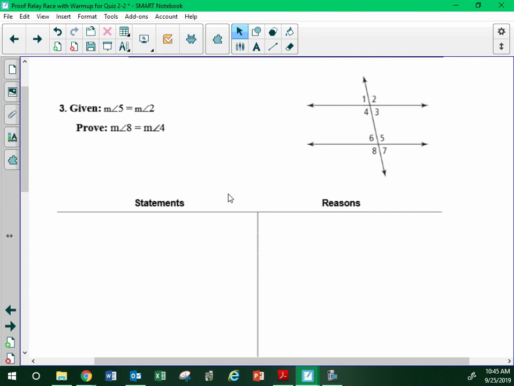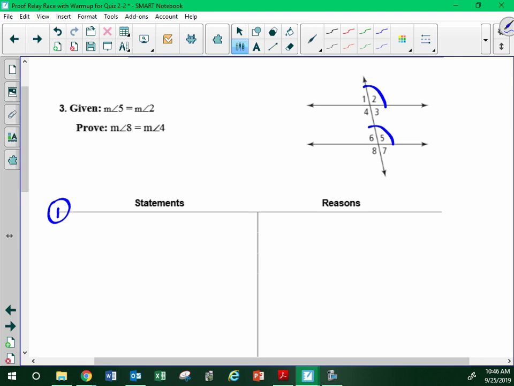So let's take a look at this. It might be a little longer than you think, simply because what does the vertical angle theorem tell us? Vertical angles are congruent. Good. Do we have congruent though? No, we've got measures equal. So that means we're going to have to do some translating back and forth. That might lengthen it a little bit. Okay, so they gave us measure of angle 5 equals the measure of angle 2. So that would be our given. I'm not going to write it out, I'm just going to keep track of how many steps here.